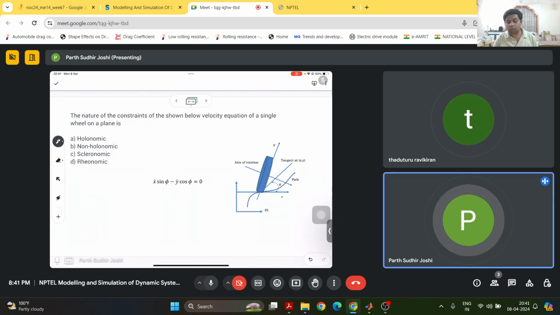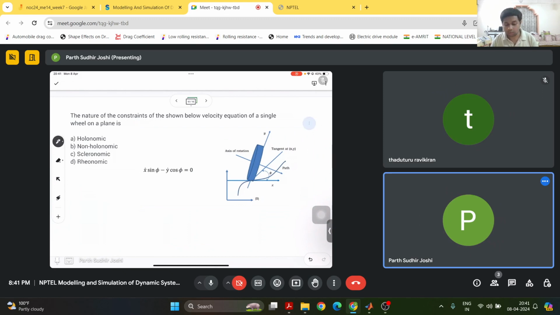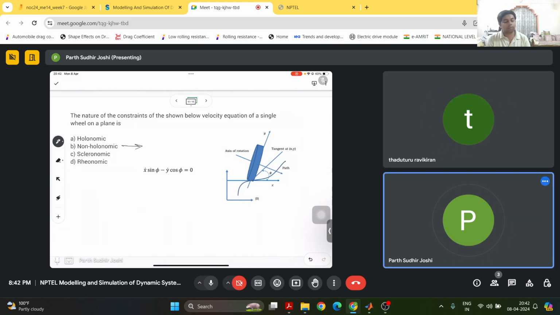This shows a figure of a wheel where the axis of rotation is shown, and the wheel is moving along the tangent to the path, and the equation is given. Which kind of constraint is this? I think it is B, right? Non-holonomic. Yes, it is non-holonomic.